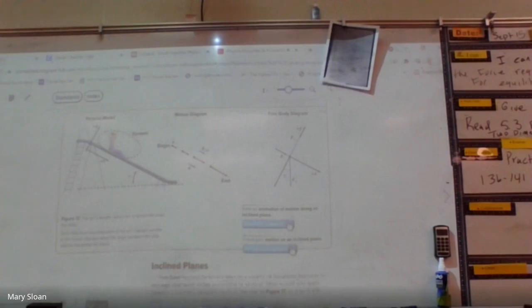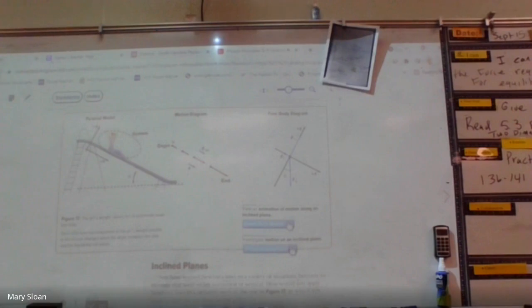In this case, the girl is the system. The gravitational force on the girl is downward, toward the center of Earth. The normal force acts perpendicular to the slide, and the kinetic friction force acts parallel to the slide. You can see the resulting free body diagram in the final panel on figure 17. You know from experience that the girl's acceleration will be along the slide.